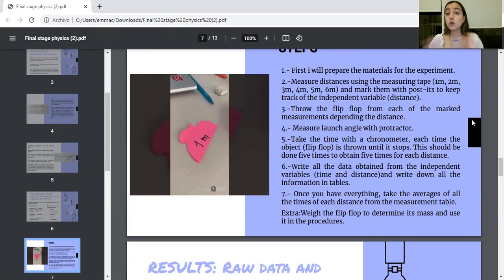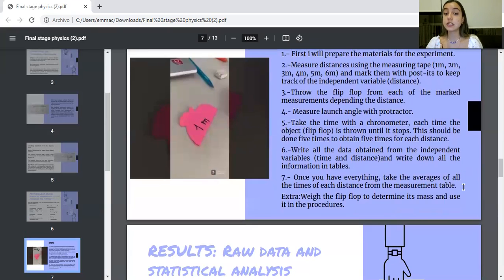Then I wrote all the data obtained from the variables, which were the time and the distance, in some tables that I have in a Word document. In these tables, everything was explained correctly in order to know all the specific results and to have all the variables that I needed. Once I have everything, I also take the average of all the times of each distance, and I also wrote them in the table. Something really important to know here is that we have to weigh the flip-flop to determine its mass and use it in the next procedures.